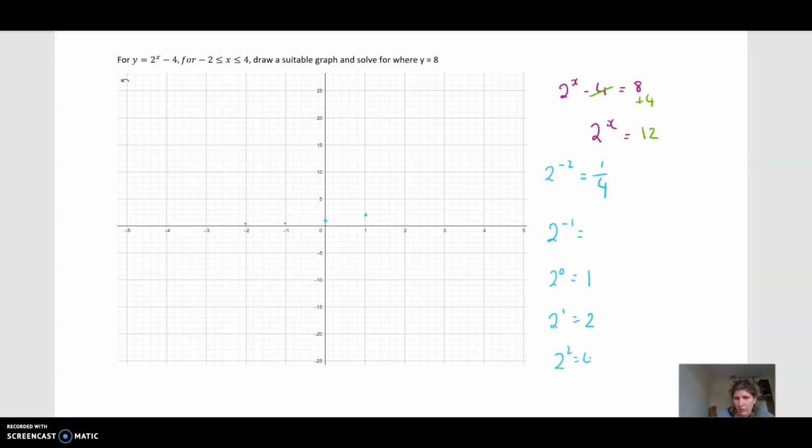2 to the power of 2 is 4. So 4 there. 2 to the power of 3 is 8 here. And 2 to the power of 4 is 16. Oh, that's not 16 at all. 16 is a lot further up. 16 up here. That is 8 though, so that's good. Now I'm going to join up the points again. This is what we call an exponential graph, because it grows exponentially. So you can see it gets steeper and steeper really quickly.